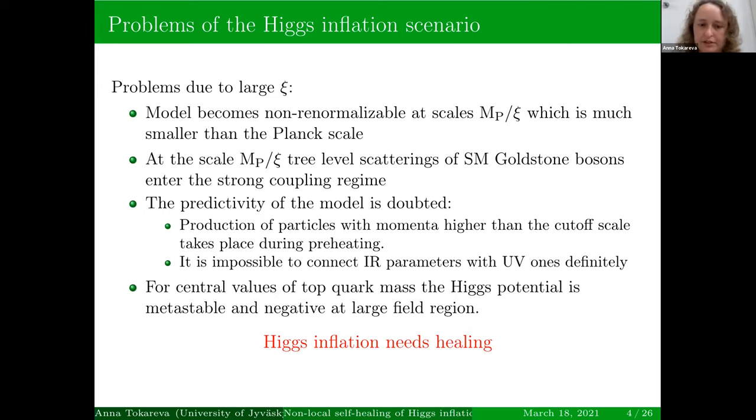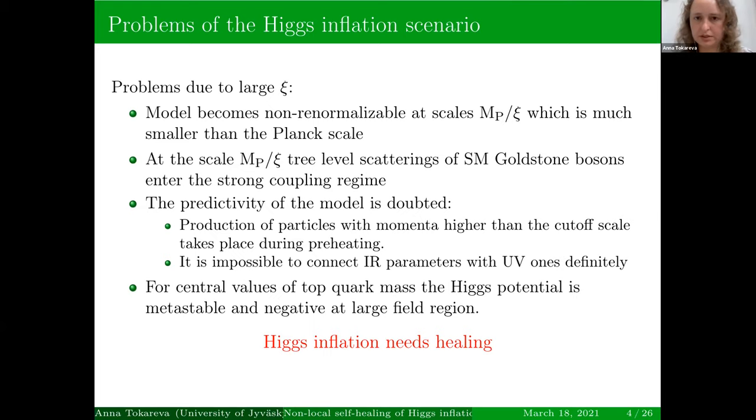Another problem is that it's impossible to connect IR parameters with UV ones, because in the standard model vacuum and at low energies, the self-coupling of Higgs lambda can have one value, and it cannot be definitely related, because of the non-renormalizability of the whole model, to the value of lambda which is actually connected with the inflationary predictions at large field values. And the last problem is that for central values of the top quark mass, the Higgs potential is metastable, and in this domain, Higgs inflation cannot be realized.